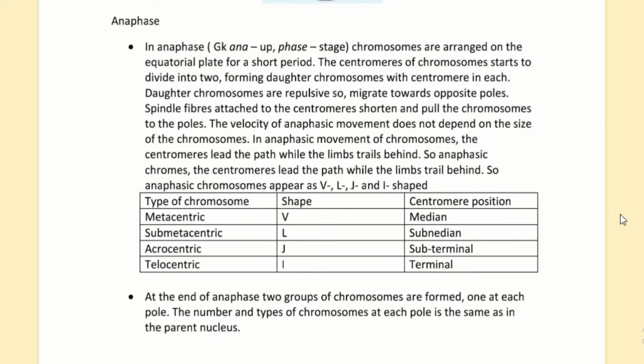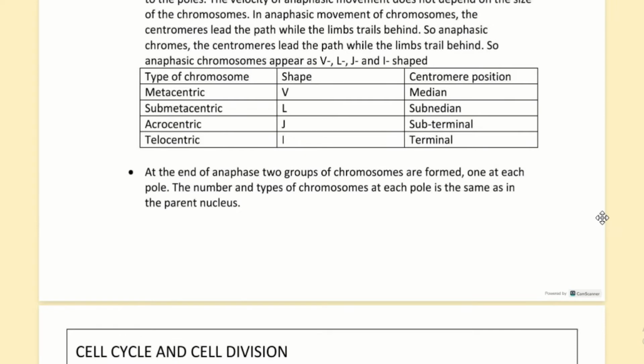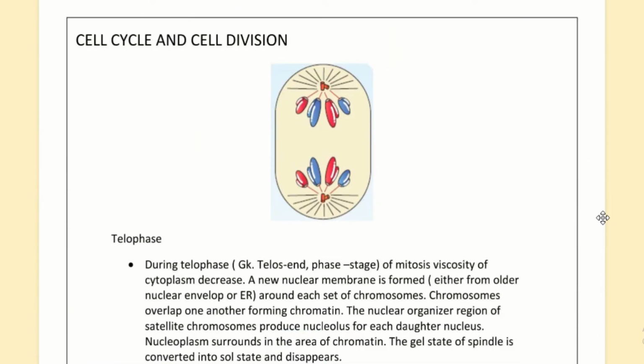At the end of the anaphase, two groups of chromosomes are formed, one at each pole. The number and type of chromosomes at each pole is the same as in the parent nucleus.